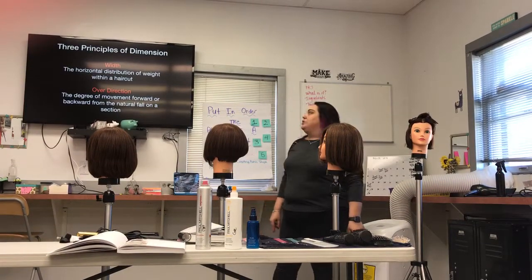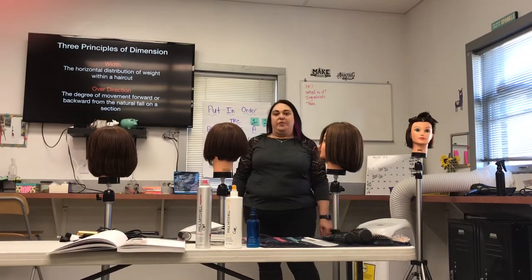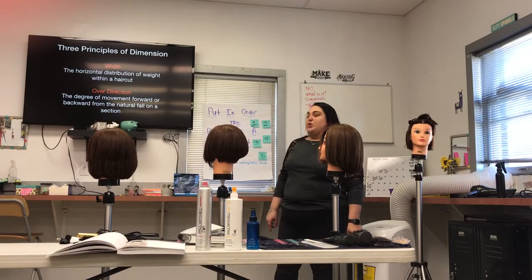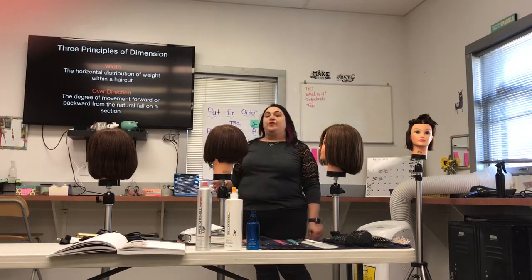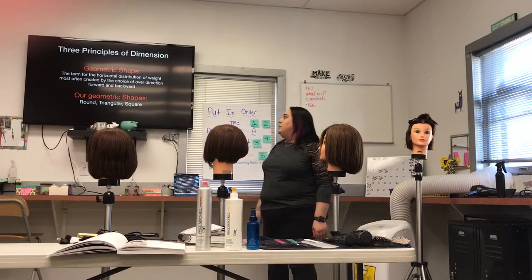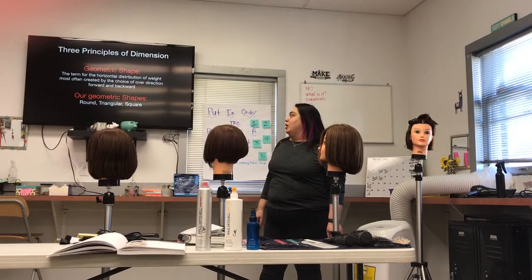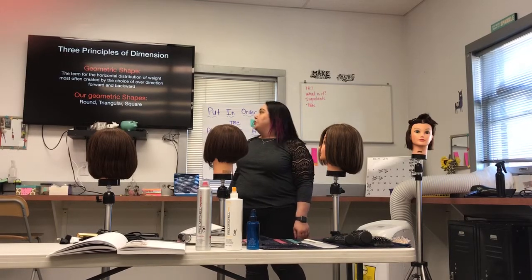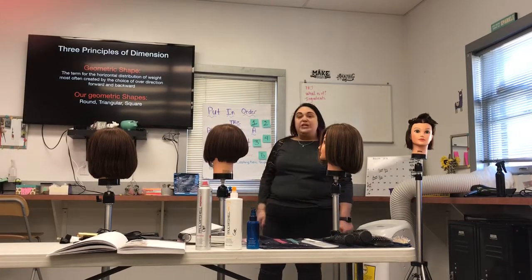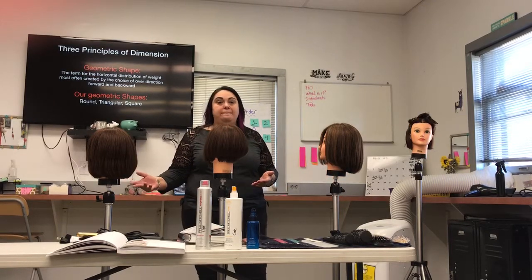The next principle of dimension we're going to go into and talk about is width. And it's the horizontal distribution of weight within a haircut. And we have over direction, which is the degree of movement forward or backward from its natural fall of a section. We have geometric shape, which is a term for horizontal distribution of weight, most often created by a choice of over direction of forward or backwards. And we have three geometric shapes. We have round, triangular, and we have square.